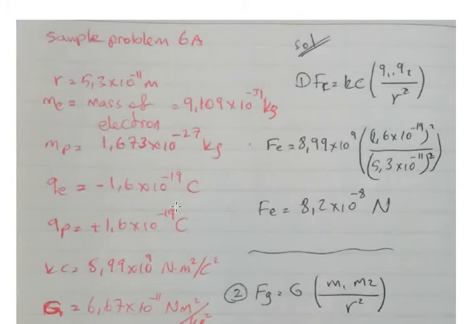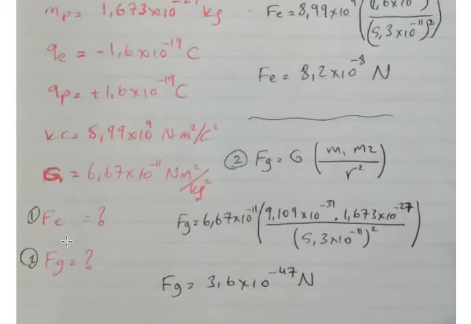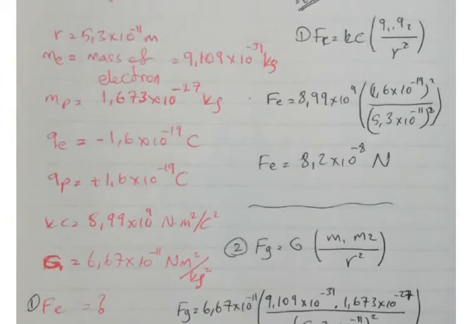So we have two parts in this question. First part, it says find Fe, the electrical force between charges. Second one says find Fg, the gravity force between two charges. What's given here? You have some constants. We said you have to know them from the table. R is given, 5.3 times 10 to the power minus 11 meters. This is the distance. Mass of electron is given, 9.109 times 10 to the power minus 31 kilogram. We took it from the table.